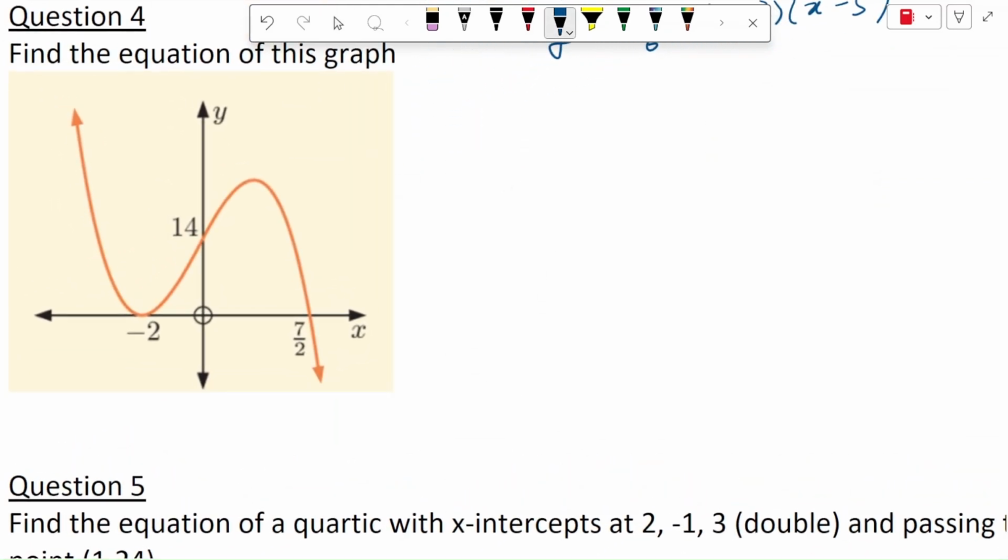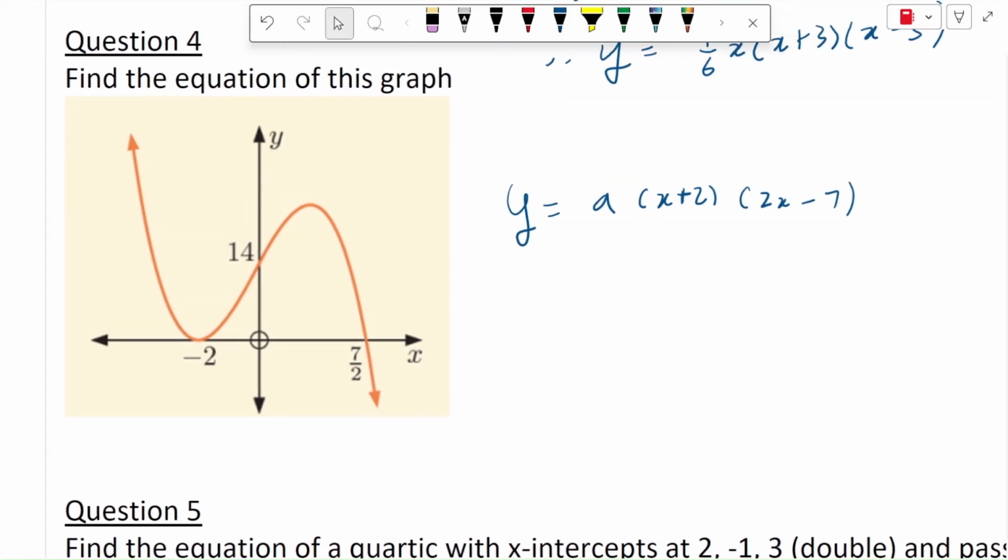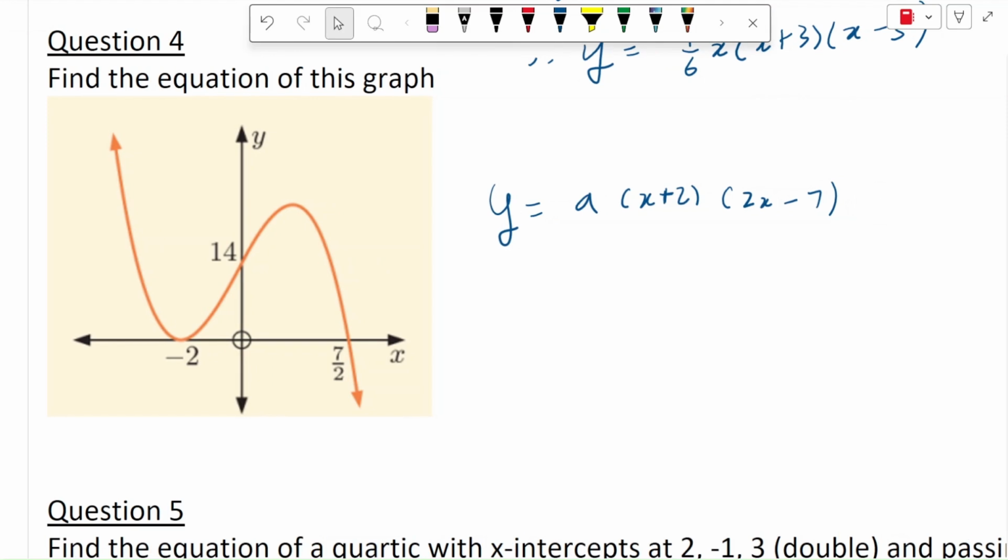So really we need y equals a. Now this first intercept is going to be x plus 2. And then the next intercept has got to be, well, 7/2. So I like to go 2x take 7, because when you solve that you get 7/2. Now I have purposely made a mistake there. I'd be very interested to know if you can spot what it is. If not, I'll tell you now. I've missed the squared on that bracket there. Because this was just touching it and coming off, that's a double intercept.